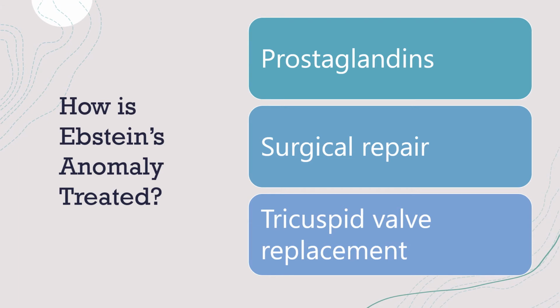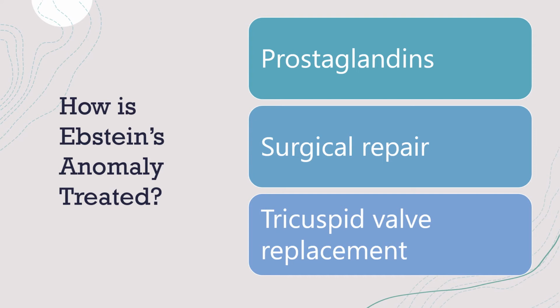How is Ebstein's Anomaly treated? When we start treating it in infants, when they're born, we give them prostaglandins to help keep the shunts open in the heart so they still have adequate blood flow until they're able to correct that abnormality.